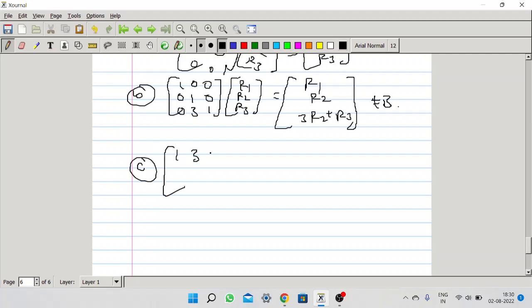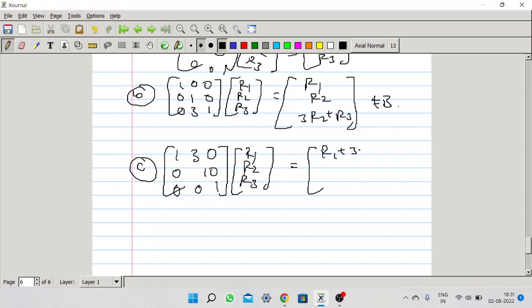That option is 1 3 0, 0 1 0, 0 0 1, times R1, R2, R3. This will become R1 plus 3R2, this is R2, this is R3. Again, this is not equal to B.